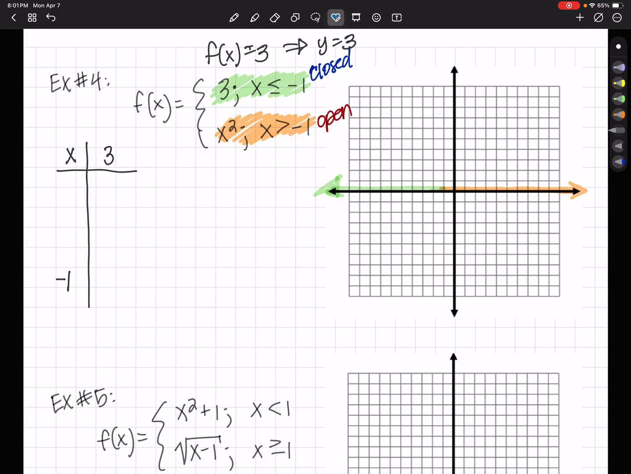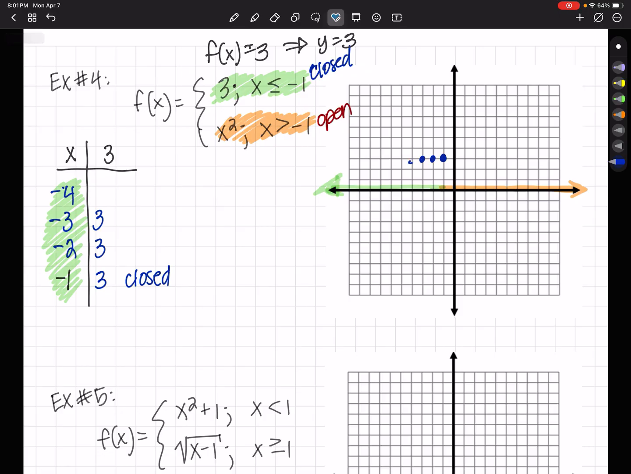So I can start down here at -1, and knowing that when I put a -1 in, I'm going to get a closed circle out. When I put a -1 in, I get a 3 out. So -1, 3, closed circle. When I put a -2 in, I will still get a 3 out. When I put a -3 in, I get a 3 out. When I put a -4 in, I get a 3 out. In fact, no matter what we put in, we are going to get a 3 out for that piece.